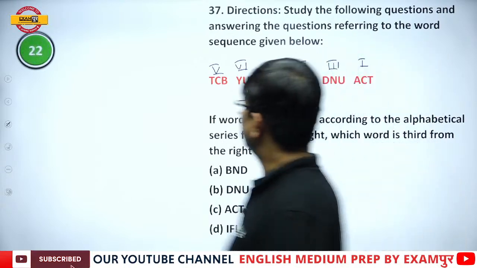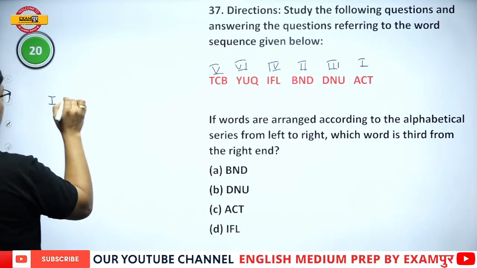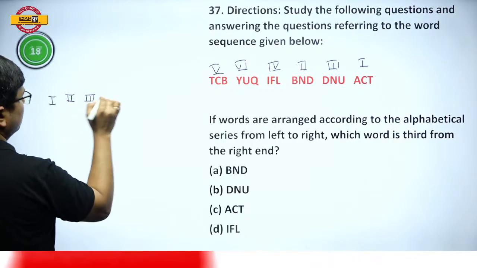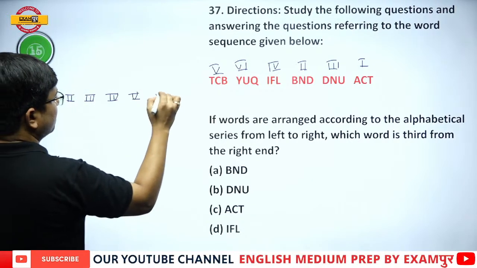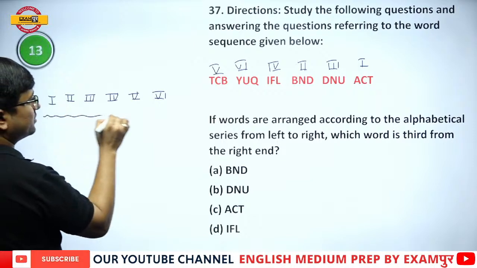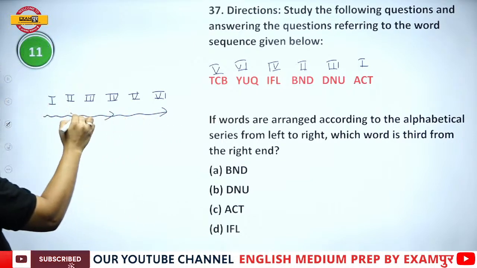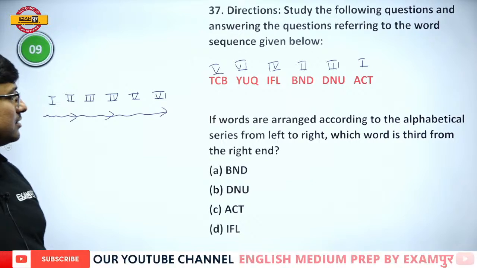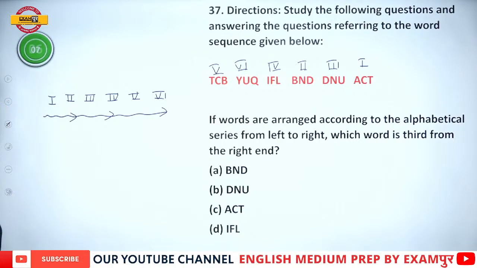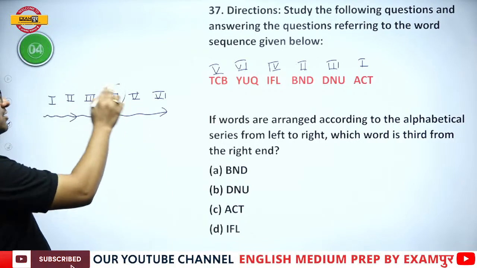Okay. So, my dear students, 1, 2, 3, 4, 5, 6. So, my dear students, if the words are arranged according to alphabetical series from left to right, which word is third from the right end? Third from the right end is the fourth one.